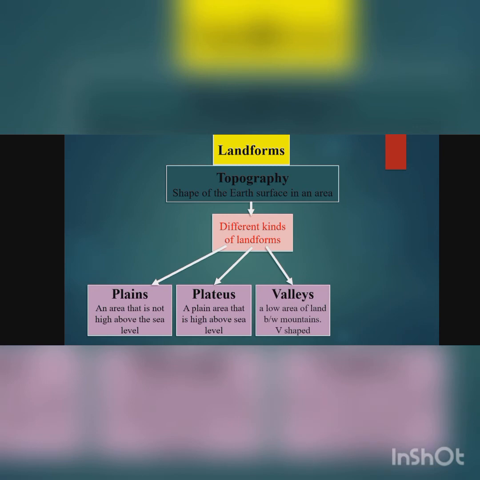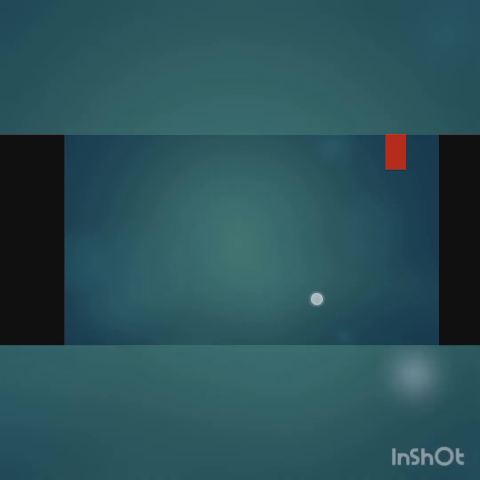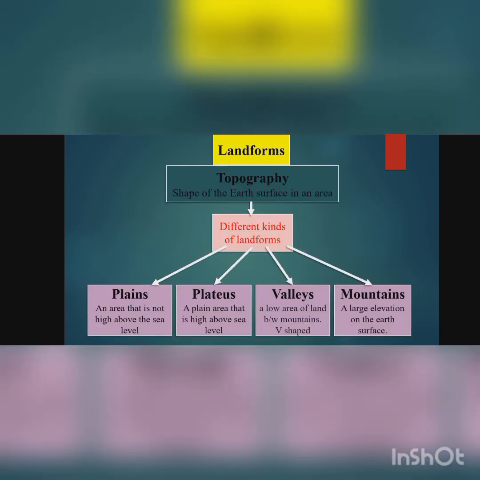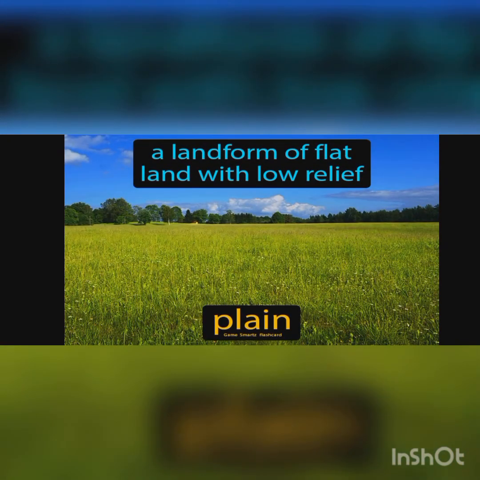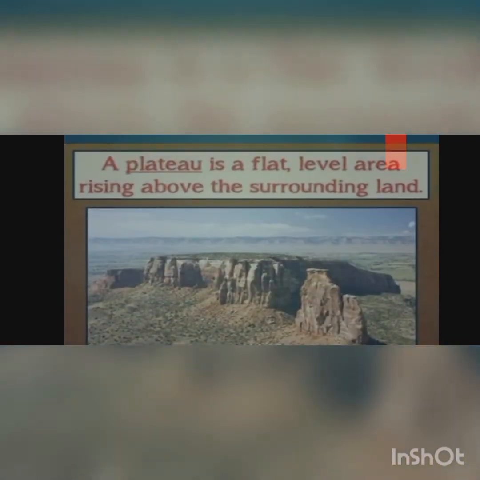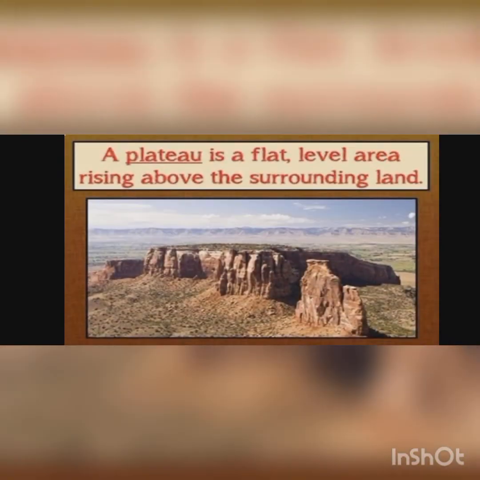Then we have valleys, and a valley is a low V-shaped area of land between mountains, and a mountain is a large elevation on the earth's surface. So we have four different kinds of landforms: plains, plateaus, valleys, and mountains. Now we will discuss with the help of images what a plain is. You can see in the image that it is a landform of flat land with low relief. Then we have a plateau, which is a flat land level area rising above the surrounding land. So it is slightly higher than the surrounding land, if you can see in the image.